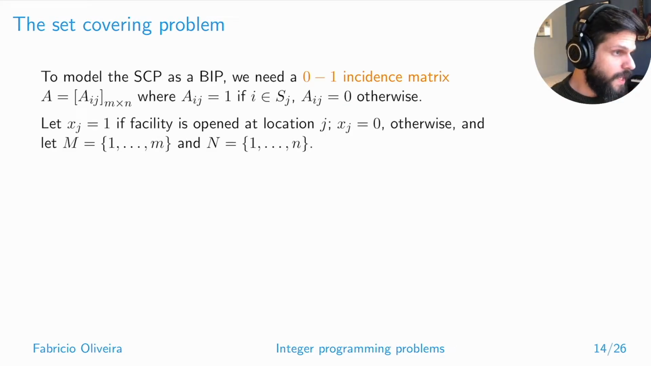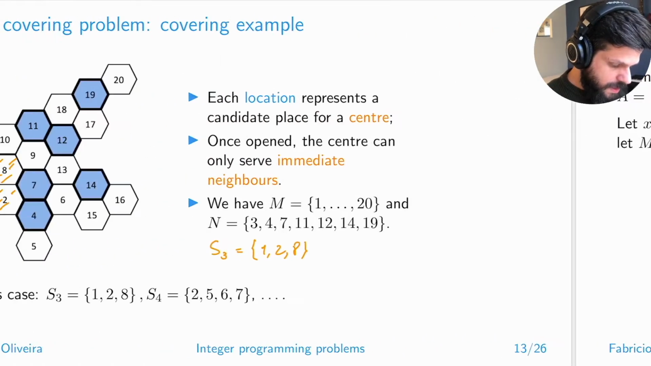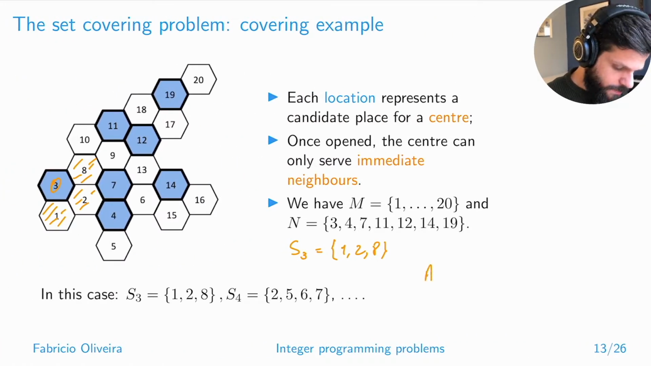If we go back to the example we just saw, a matrix A that has rows I and columns J.